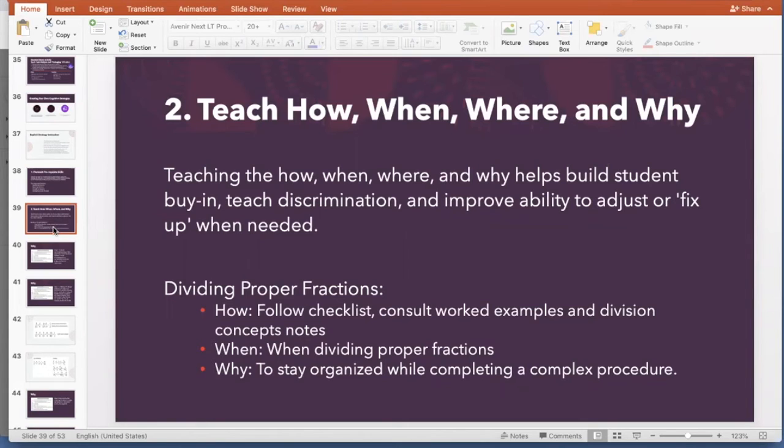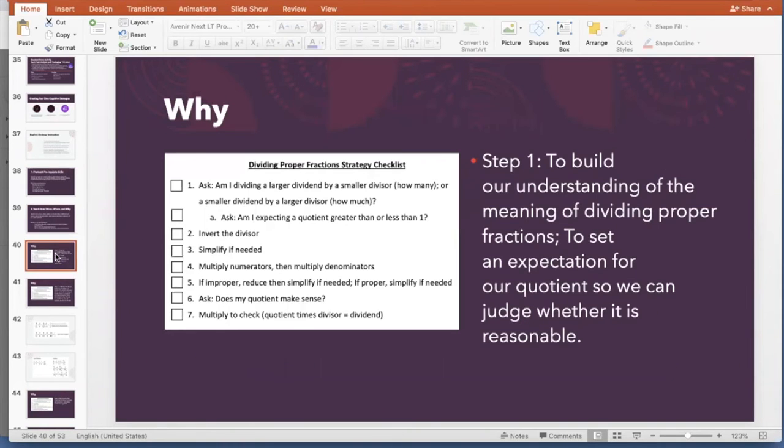For dividing proper fractions, the how: students are going to follow the checklist. They're going to consult those worked examples on the strategy sheet. And they're going to look at the division concepts notes, again on the strategy sheet, when they're dividing proper fractions, so they're going to have to learn to recognize that problem type. And why, in general: to stay organized while they're working through these problems. But also there's a why behind each step in the strategy. And that's really important when you're providing your initial instruction.